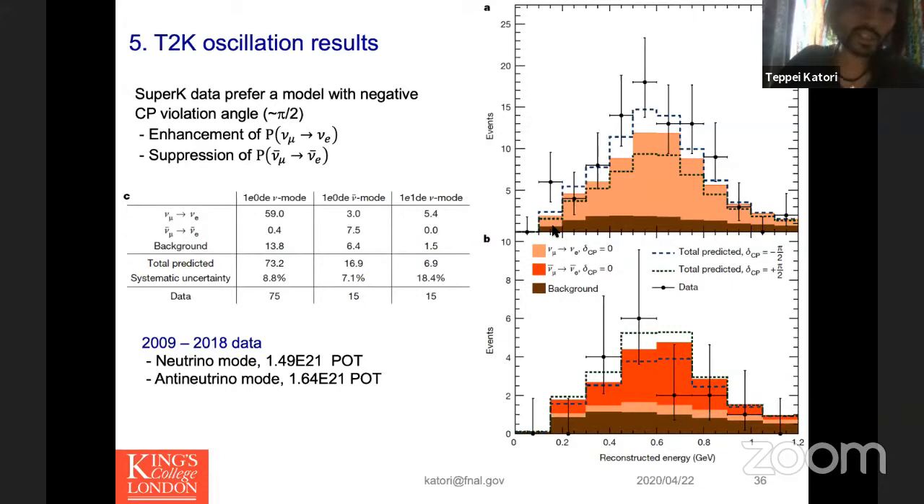So what you can see from here is that for neutrino mode, the data is higher than the simulation. So you see some kind of enhancement. In anti-neutrino mode, the statistics is a bit low, but now you see the suppression. And this is what you expect when your CP violation phase is negative. So in the table you see that the total prediction is 73 including CP violation, and the data is 75. And for anti-neutrino, the prediction is around 17, and the data is 15.